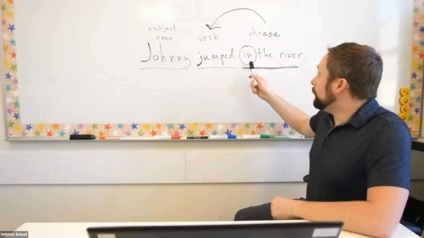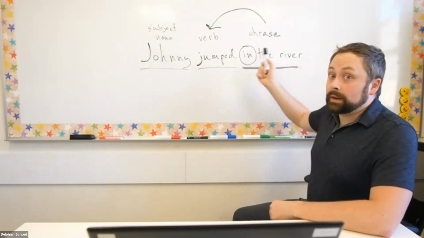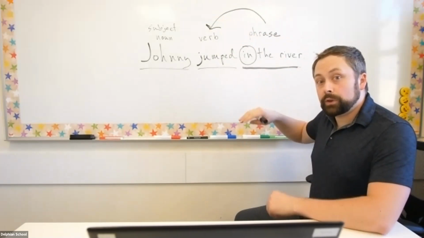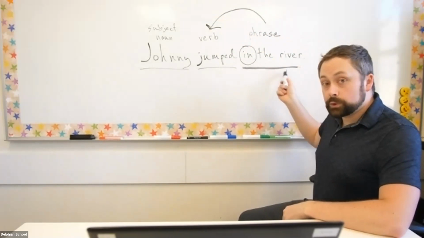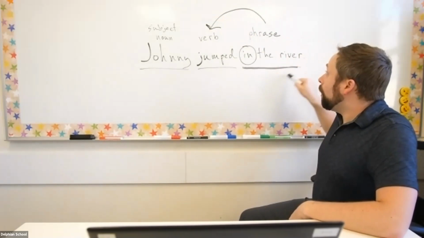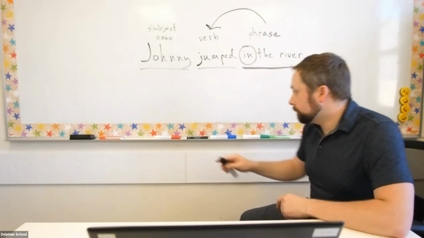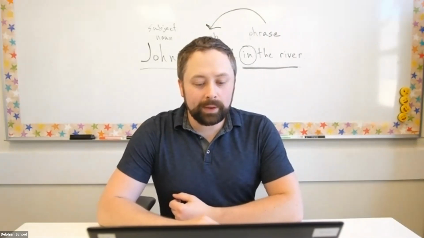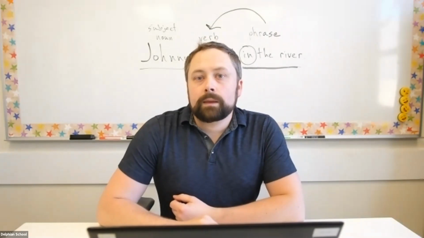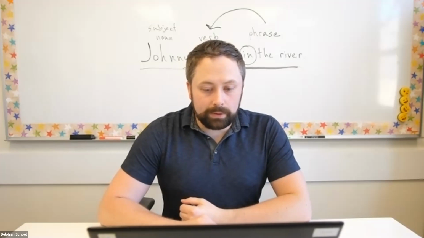So you have a preposition, an article, and a noun that together make up a phrase, and the whole being greater than the individual pieces, it all together acts as a modifier of jumped. I told you guys today would be a little bit more complicated, so I hope that's making sense so far. But if you have any questions about what we just talked about, feel free to write them in the Q&A box.